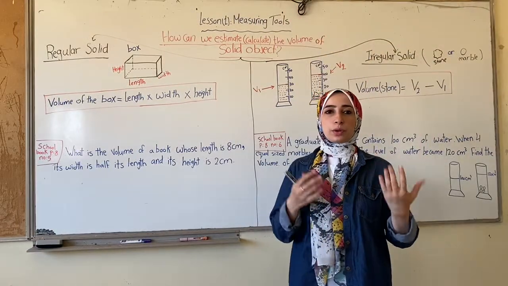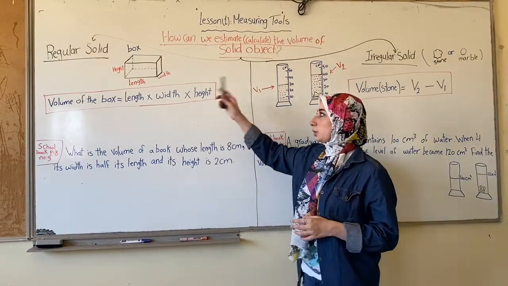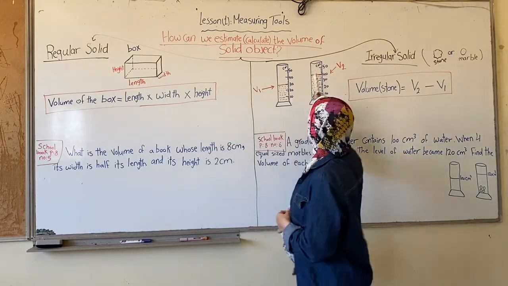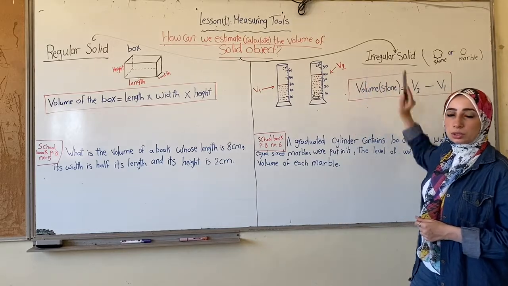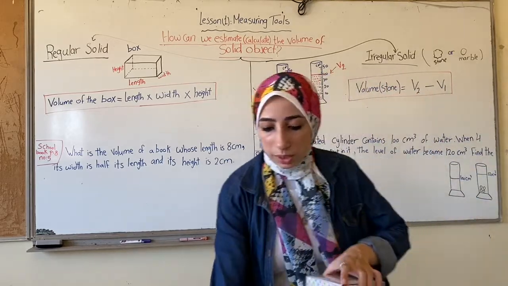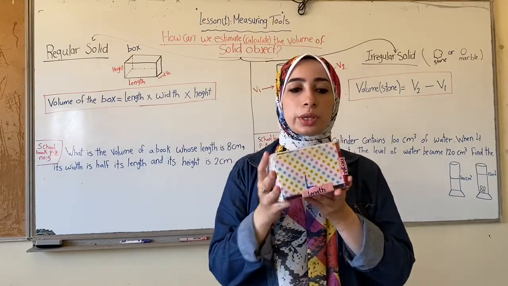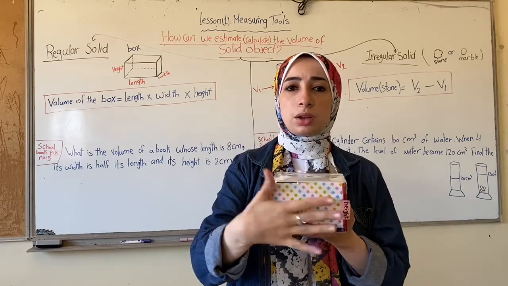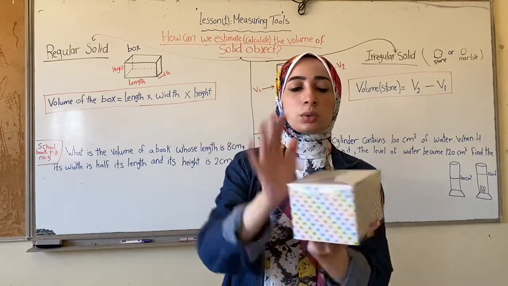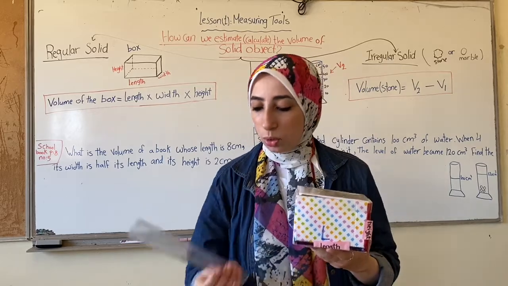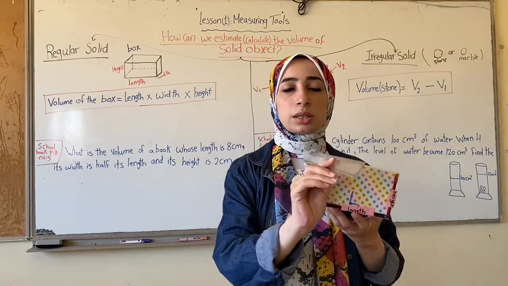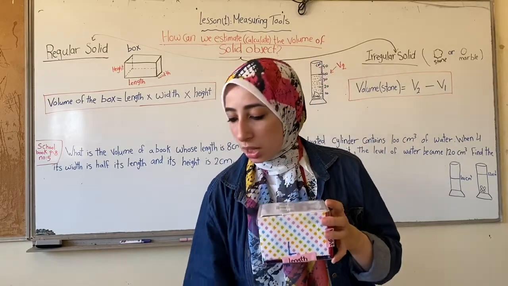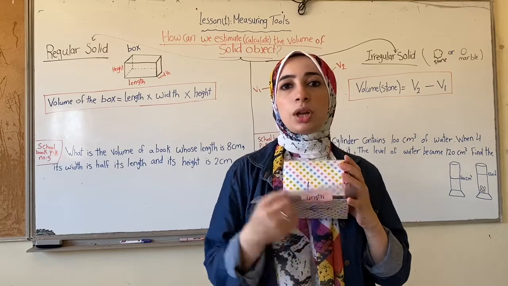What about the volume of solid objects? We have two ways, if the solid is a regular solid object or if the solid is an irregular solid object. Regular, like what? Like this box or this cuboid. This cuboid has the same size on this side, this one, and this one. I can also measure its dimensions by using the ruler. So it's a regular shape. I can use the ruler to measure its dimensions.